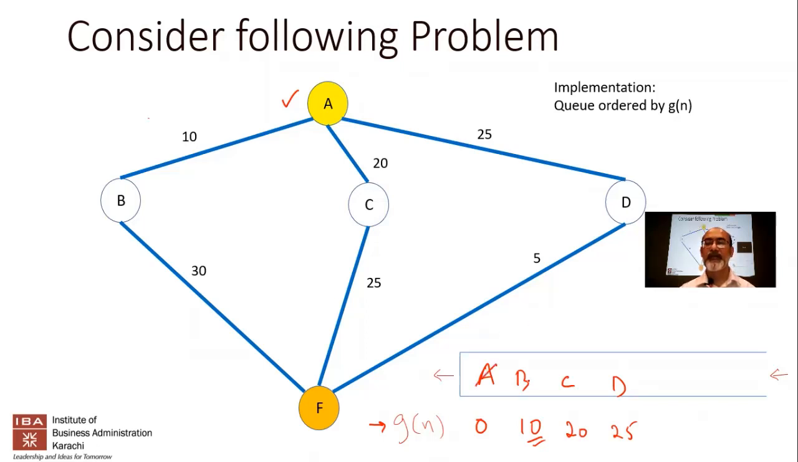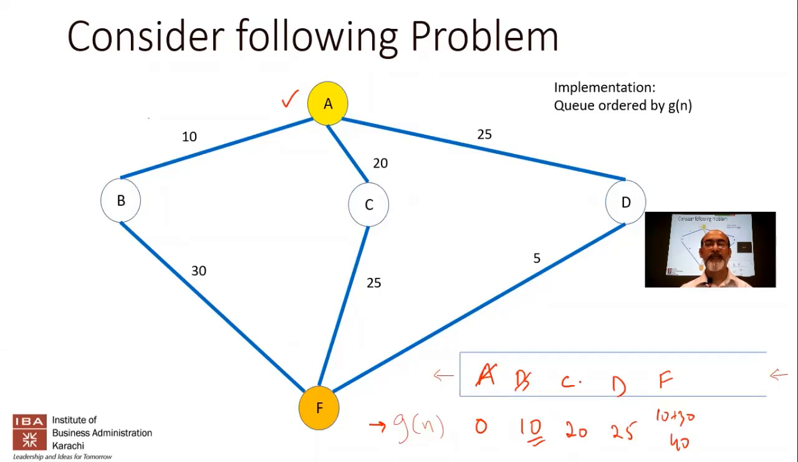So now, next we're going to look at B. The neighbors of B, there's only one neighbor, which is F over here. What's the cost to get to F? 30 plus 10, which is 40. Okay, so 10 plus 30, which becomes 40.